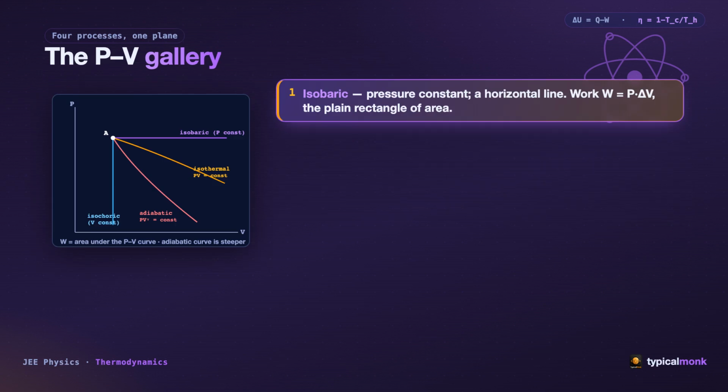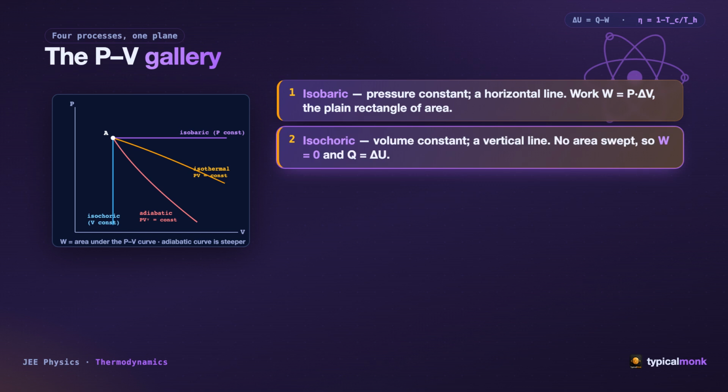Now look at the gallery. All four processes drawn from one common starting point, A, on the pressure-volume plane. The isobaric process, pressure constant, is a horizontal line. The work is simply P times delta V, the rectangle of area beneath it. The isochoric process, volume constant, is a vertical line. No area is swept, so the work is zero, and all the heat becomes internal energy.